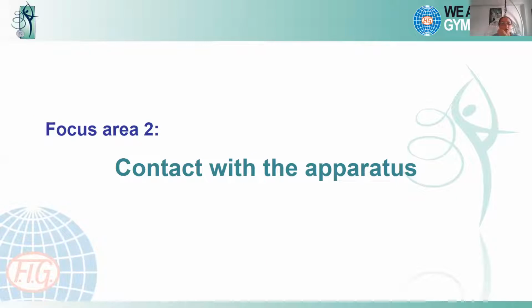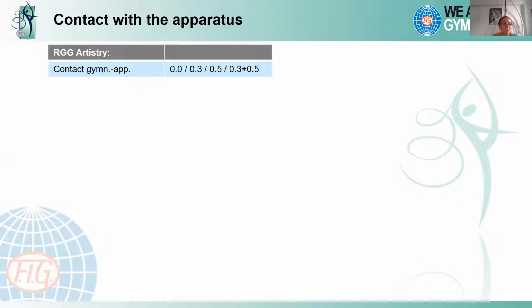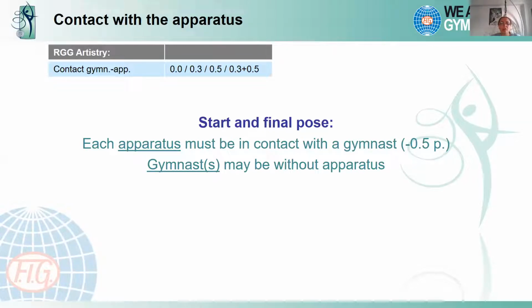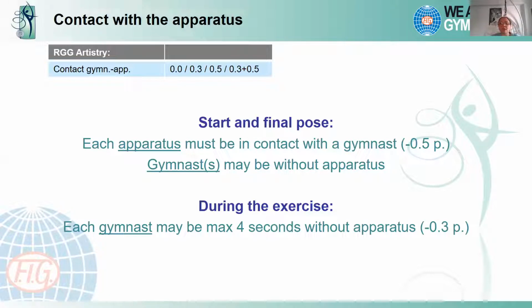Okay. Contact with the apparatus. Contact with the gymnast and apparatus, we have 0.3 and 0.5, or 0.3 plus 0.5. Each apparatus must be in contact with a gymnast. It's a 0.5. Gymnast may be without apparatus during the exercise, each gymnast maximum 4 seconds. This is very important because many groups have more than 4 seconds without apparatus. So this is 0.3.